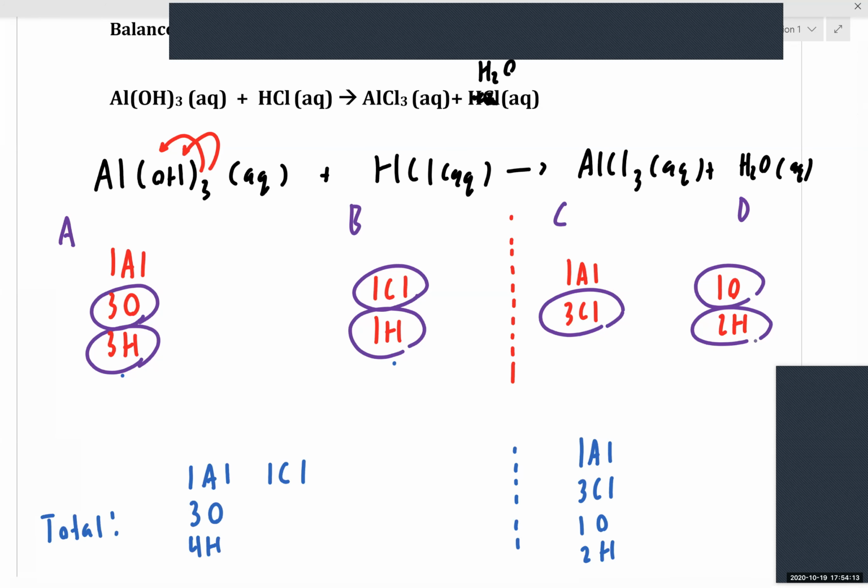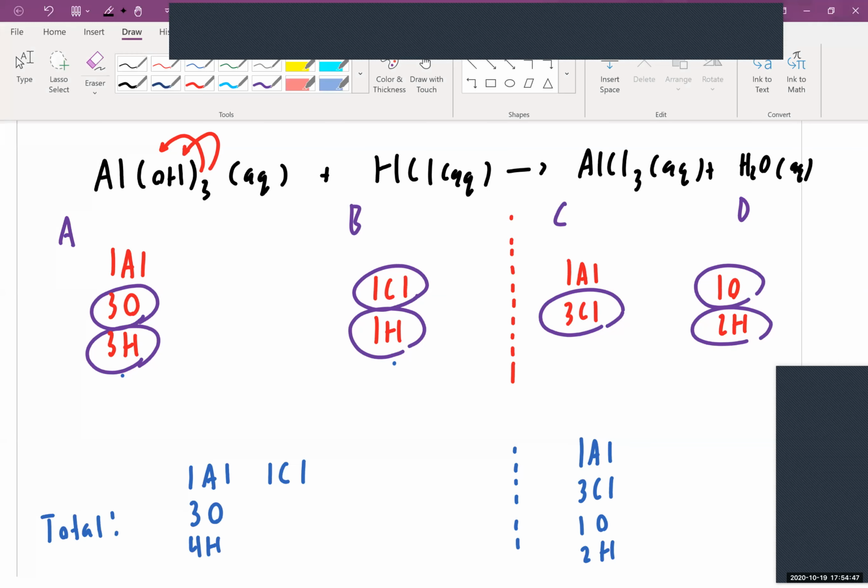We really can pick any of these to start out. Any of these elements would be fine to start balancing. But following our rules, it's preferred that we balance our elements found in the least number of compounds first. So I think it would be reasonable if we started with either oxygen or chlorine, because they show up in the least number of compounds compared to hydrogen, which is just all over the place. So let's start with chlorine.